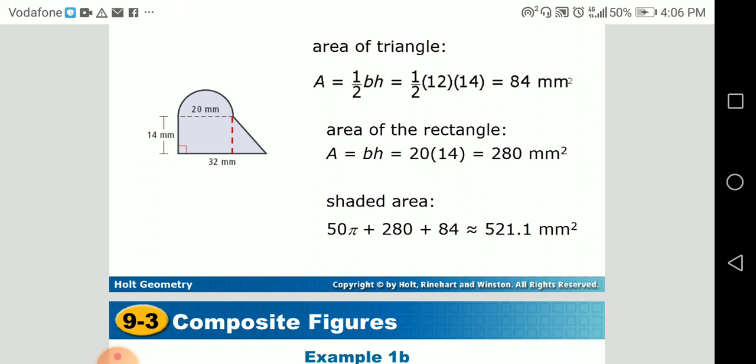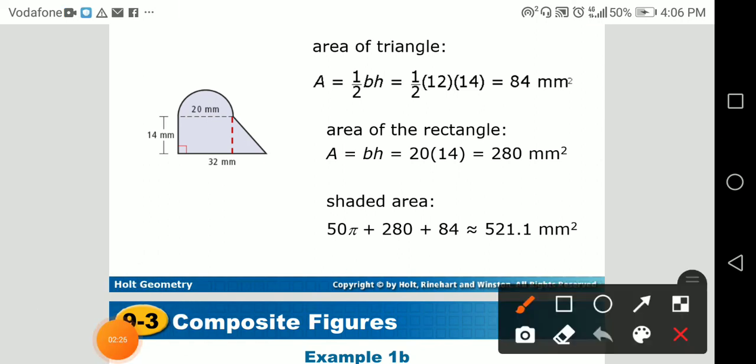Then we also have the area of the triangle. Remember, the area of a triangle is half base times height. We know this from grade 7. Where's the triangle, first of all? This is our triangle, and this is the base.